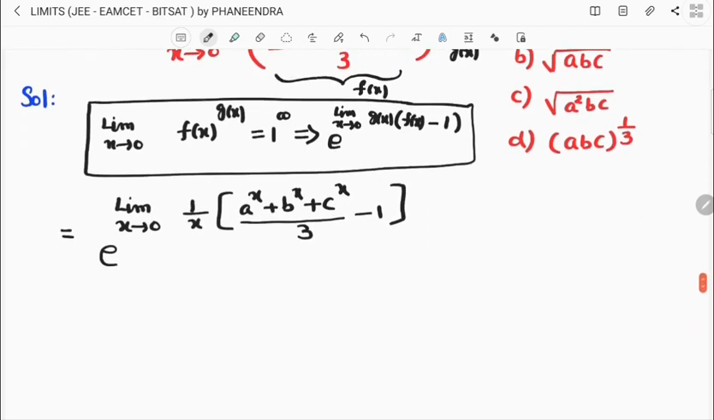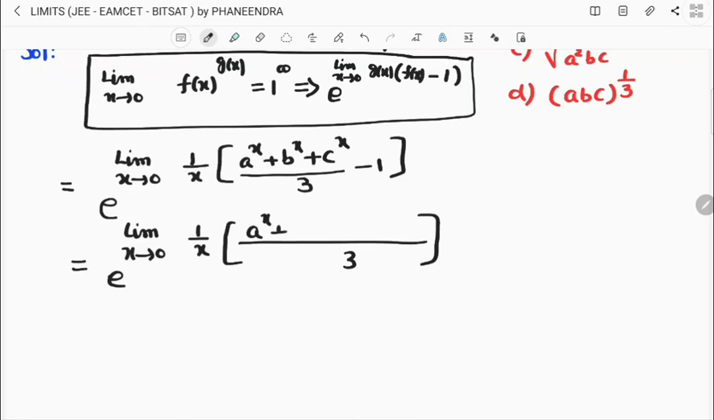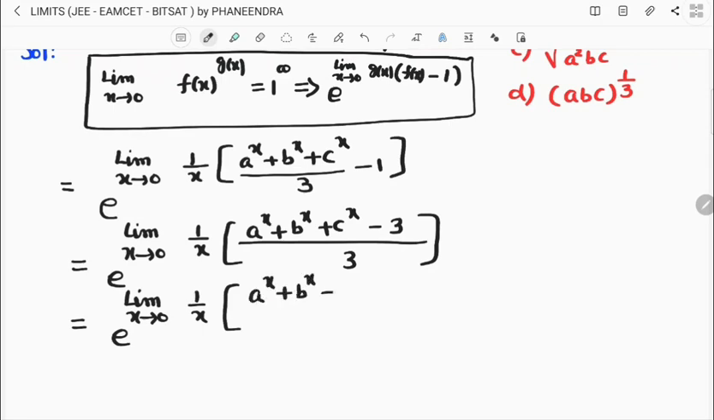So after that, how to proceed? e power limit as x tends to 0 of 1 by x, take LCM here, 3, so (a^x + b^x + c^x minus 3) by 3. Here minus 3 is there, so we can write it as a^x + b^x + c^x minus 1 minus 1 minus 1, divided by 3.